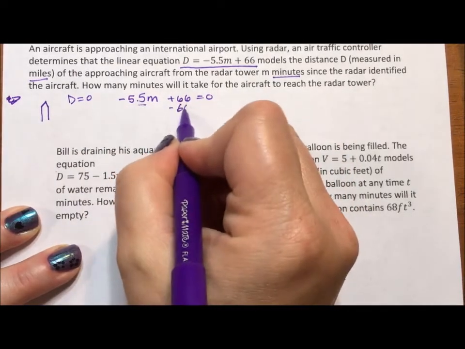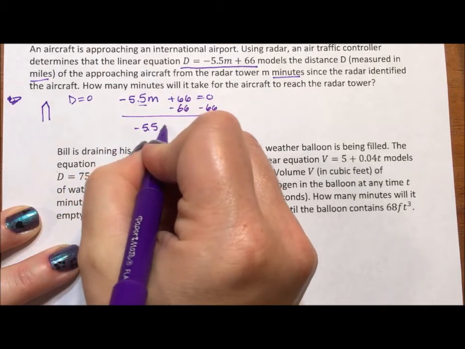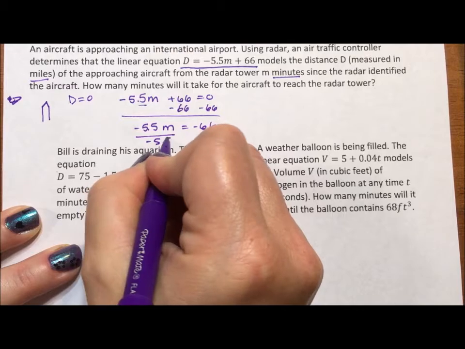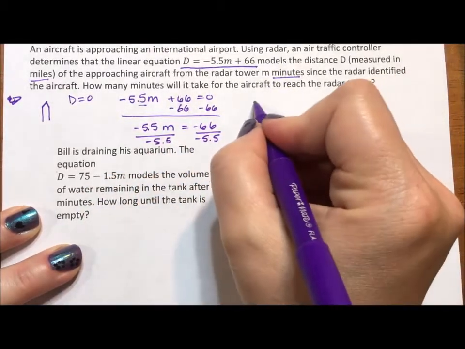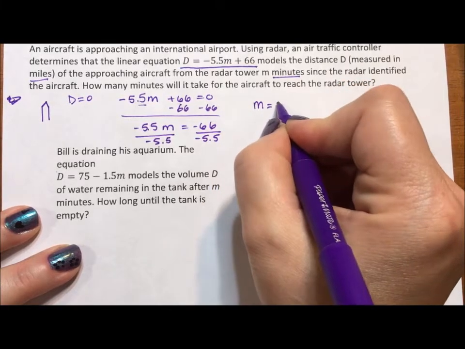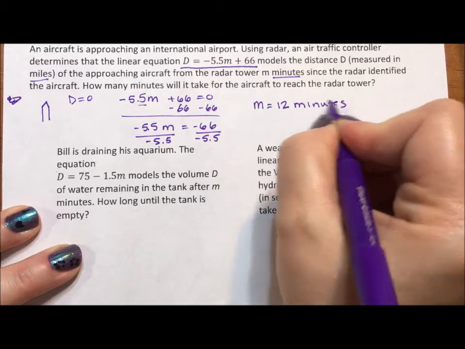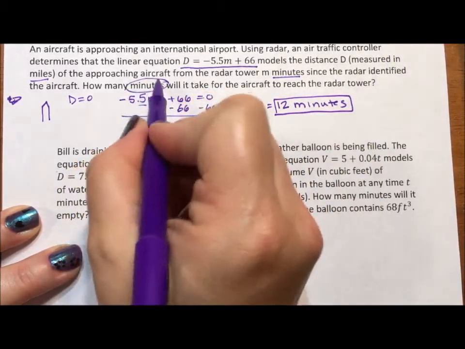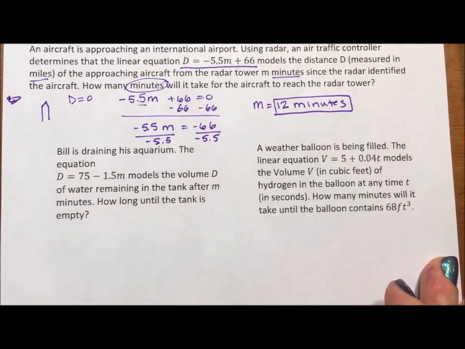We subtract that 66 from both sides. We get negative 5.5 m equals negative 66. We divide both sides by negative 5.5. Make sure all our negatives are correct so everything cancels. And m is going to be 12 minutes. Make sure you know what you're solving for. How many minutes? 12 minutes. If you don't label, the answer is not technically correct.